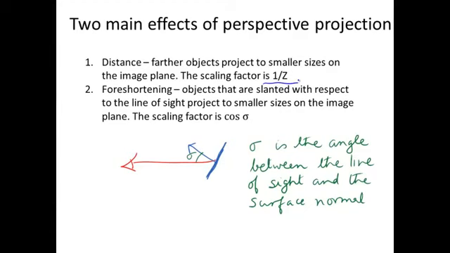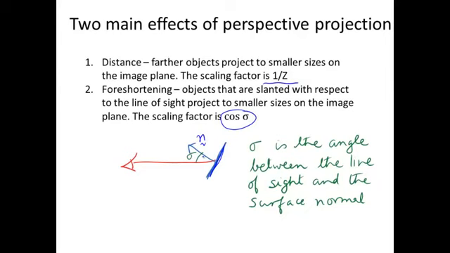The second effect which I want to point out is that of foreshortening. Objects that are slanted with respect to the line of sight project to smaller sizes on the image plane. The scaling factor here is cosine sigma. Let me define sigma. Sigma here is shown in this figure. We have the line of sight from the eye, and then we have the surface normal to this surface which I have shown here in blue. And sigma is the angle between the two.